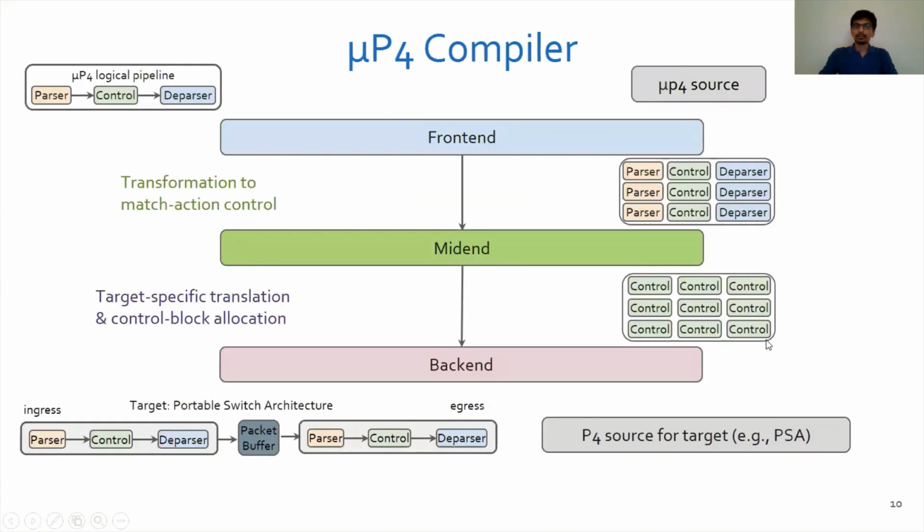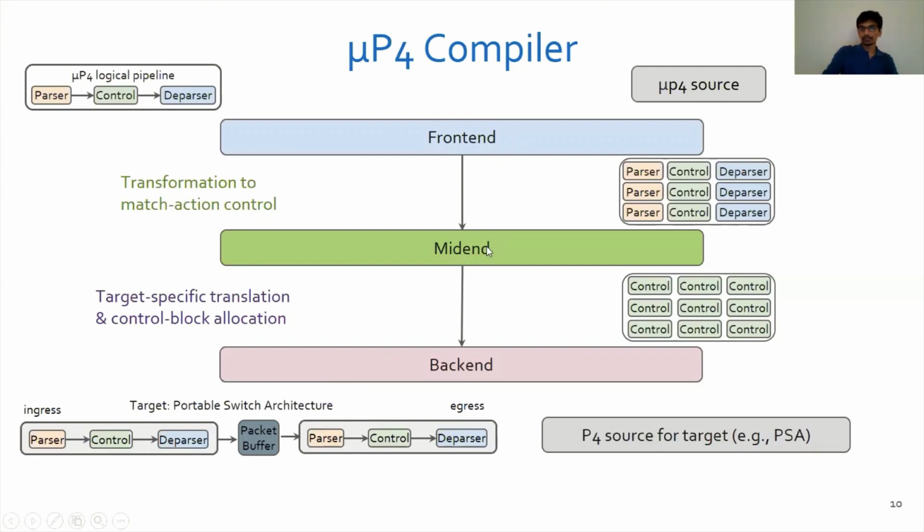Next we look at how µP4 allows a logical program to translate down to a given architecture. And for that, we develop a compiler. It takes a program written against the logical pipeline as input, and it translates the program for a given architecture in P4. For example, it can translate to the portable switch architecture and generate P4 source code for it.